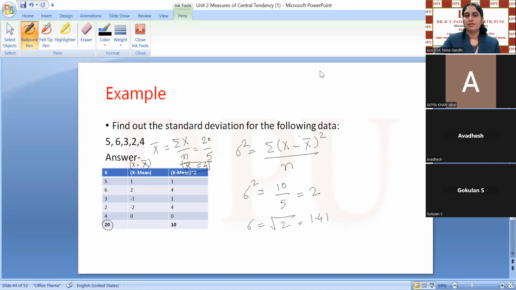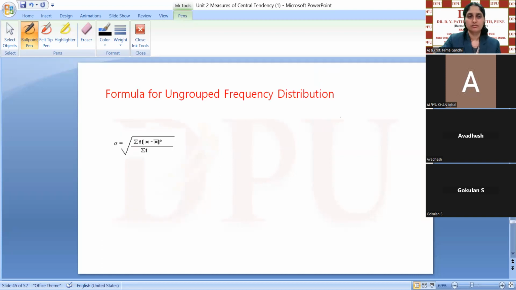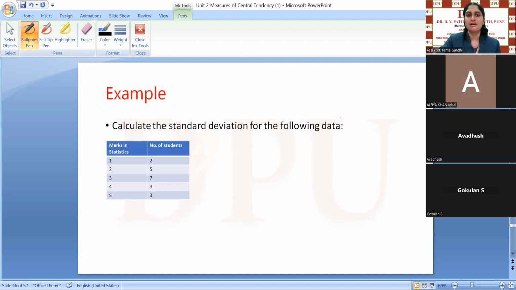Clear with this? Remember, we have calculated sigma square and not sigma. You are expected to find the standard deviation. So standard deviation is the root of variance. This is the formula for ungrouped frequency distribution. Standard deviation is root of variance. I've written the formula of variance here. So this is the example for ungrouped frequency distribution.